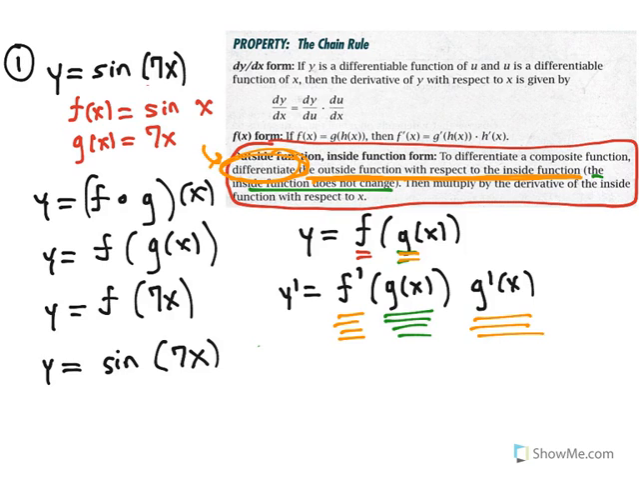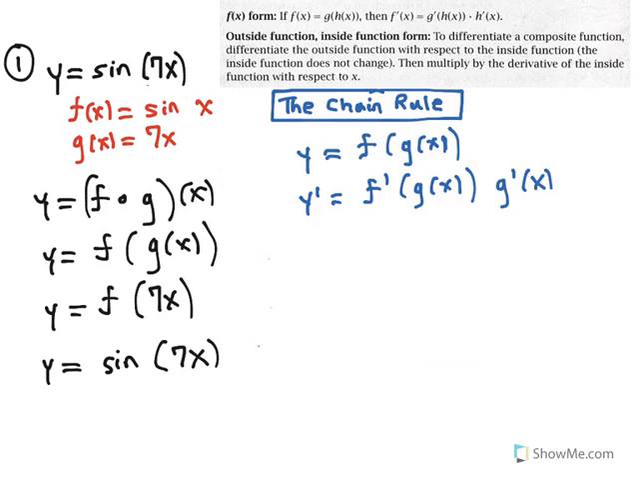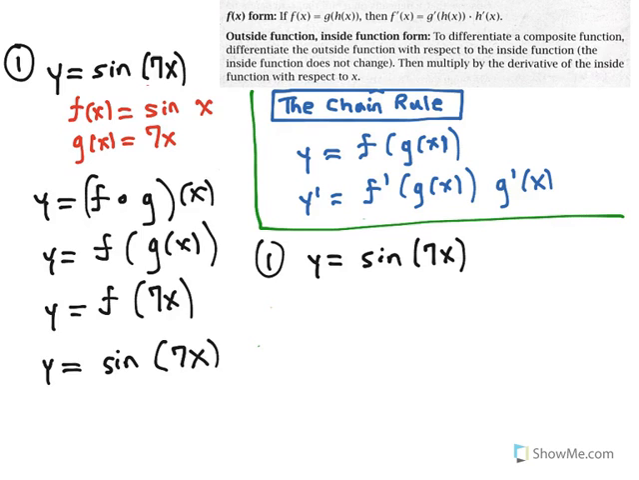So I'm just going to focus on these words here, and I'm going to write this at the top of my screen. So if you have a composition of 2 functions, and g of x is the inside function and f of x is the outside function, the chain rule says that the derivative of the composite function is the derivative of the outside function evaluated at the inside function multiplied by the derivative of the inside function. So let's apply that to number 1.